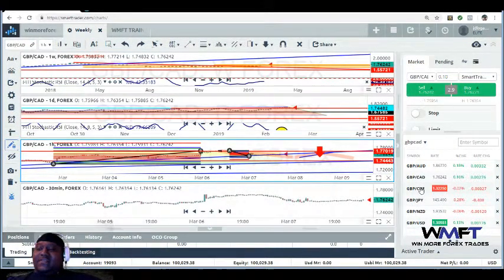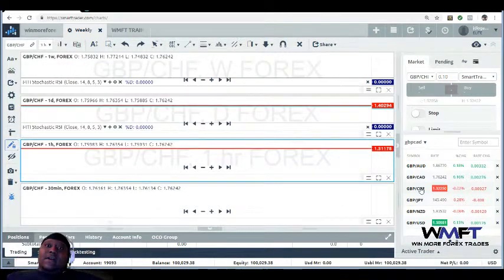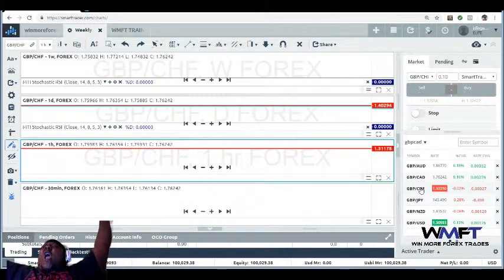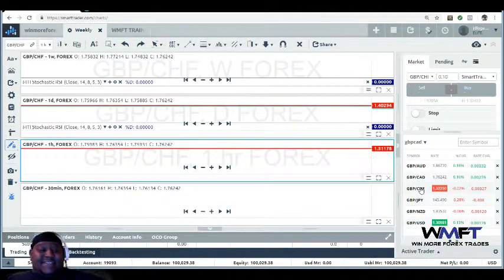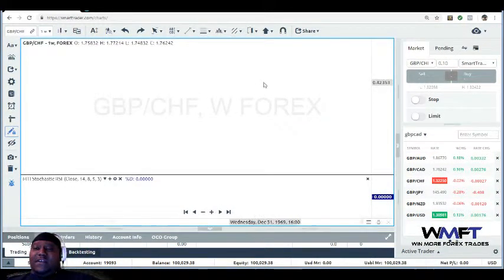Let's go. Let's keep on moving. Let's go to the British Pound and the Swiss Franc. Excuse me, guys. It is early morning. It is early in the morning. But we're gonna get it done. Actually, what's going on here?